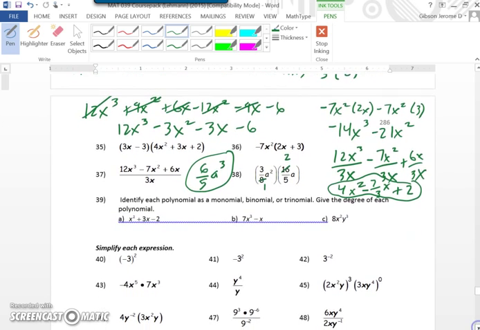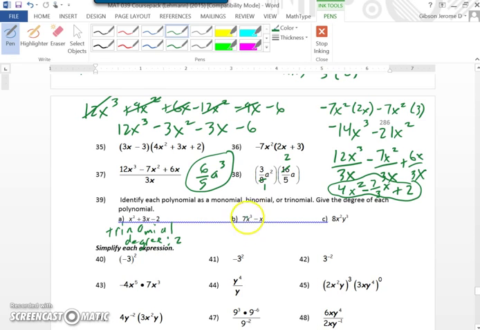Okay, now, we go down here to 39. It says identify each polynomial as a monomial, binomial, or trinomial. Give the degree of each polynomial. So to determine if it's a monomial, binomial, or trinomial, we look at how many terms we have. We have 1, 2, 3 terms. So that's a trinomial. And remember, terms are only separated by addition or subtraction. Now we look at the highest exponent here. The highest exponent here is 2, so the degree is 2.